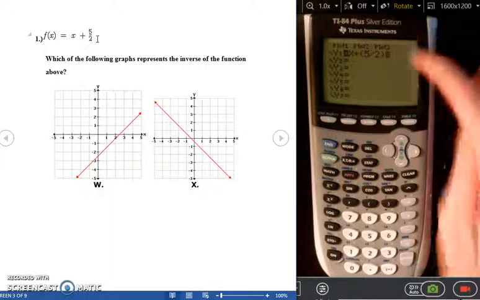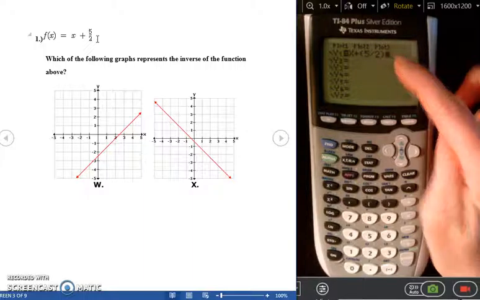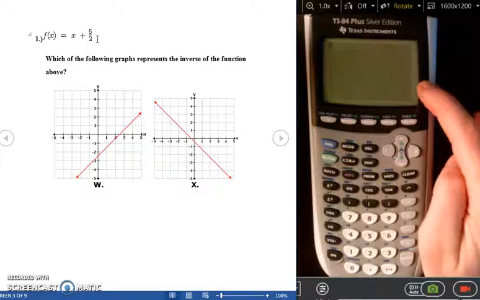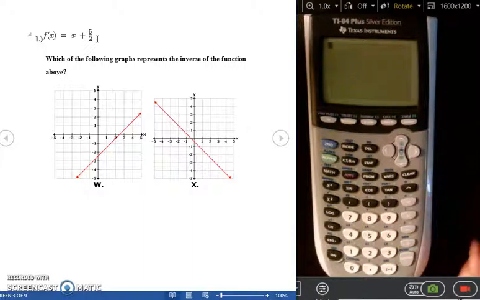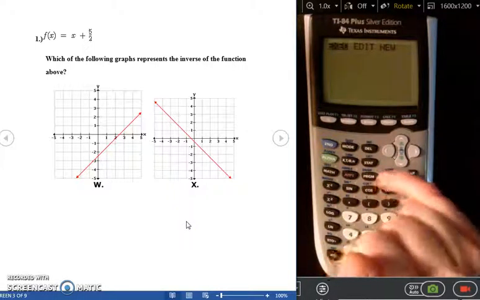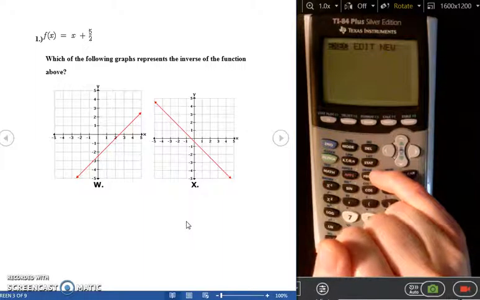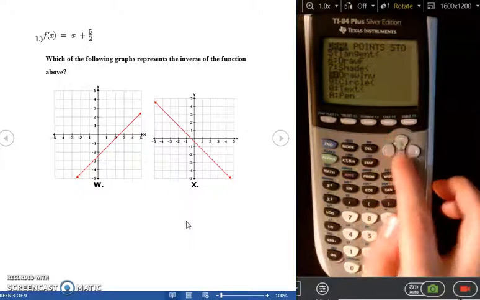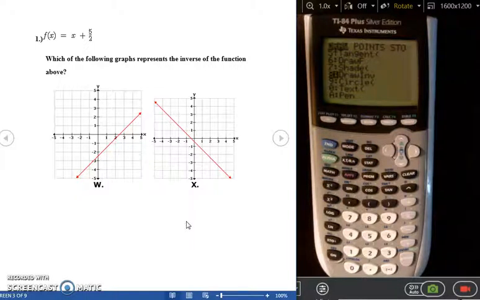Now once I have the original function entered into Y1, I'm going to press 2nd Quit to go back to the home screen, and I'm just going to clear everything out there. Then I'm going to tell the calculator to draw the inverse of Y1. So I am going to go to where it says Draw on the calculator, and since that's above a button in blue, I'm going to have to press 2nd Draw. Then I scroll down, and I see that option 8 says DrawInv. So you can either highlight the 8 and press Enter, or just press 8.